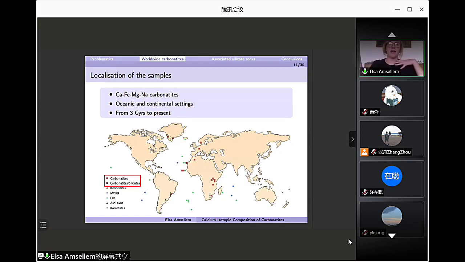There are different types. I have the calciocarbonatites, ferro-, magnesio-, and also the natrocarbonatites, which are here because they come only from Tanzania. There are carbonatites that come from continental settings, but also two come from oceanic settings. And they span ages from 3 billion years ago, which represents the oldest carbonatites found on Earth, to the present day, which represents the natrocarbonatites.